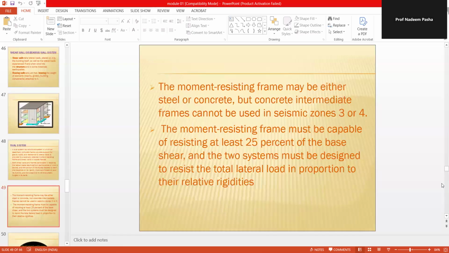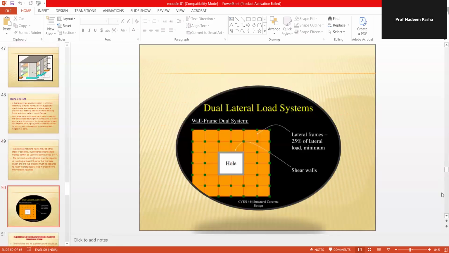The moment resisting frame may be either steel or concrete, but concrete intermediate frame cannot be used in seismic zone terrain. The moment resisting frame must be capable of resisting at least 25% of the base shear, and the two systems must be designed to resist the total lateral load in proportion to their relative rigidity. So this is the dual lateral load system, where the wall frame dual system holds lateral frames 25% of lateral load minimum.